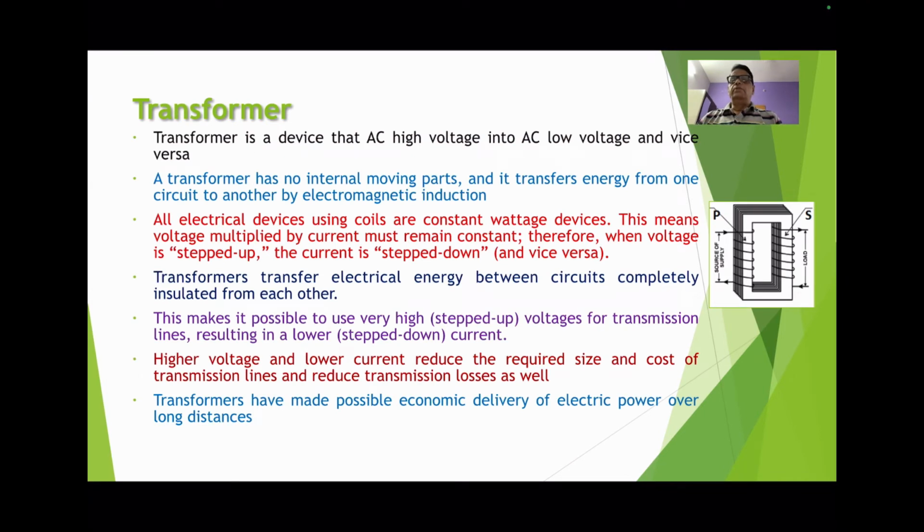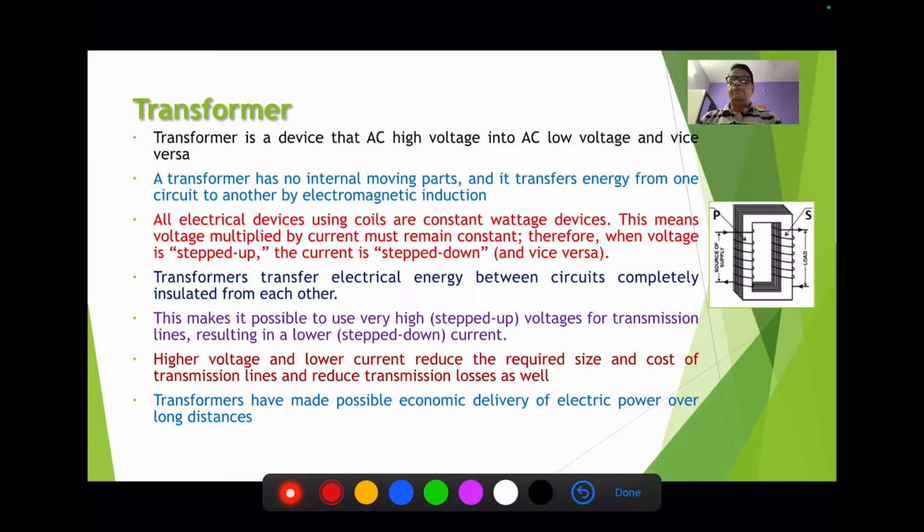So let us start the session with the question: what do we mean by a transformer? As I said, it is a device, and to this device we apply an input voltage, normally an AC voltage. This voltage can be a high AC voltage, and this device can convert it into a low AC voltage.